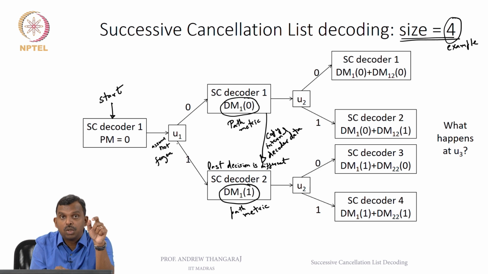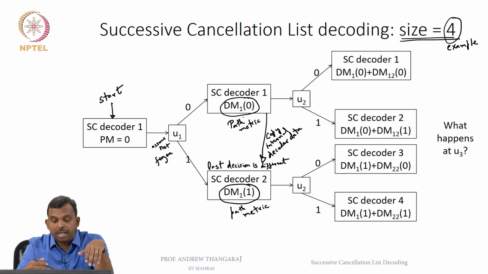Right. So, except for the u1 which was decided as 0 in this SC decoder 1, in this SC decoder 2, u1 would have been decided as 1. Okay. So, you will have two different decoders, two different path metrics, but most of it will be the same. Up to that point it is the same. Only there it differs.